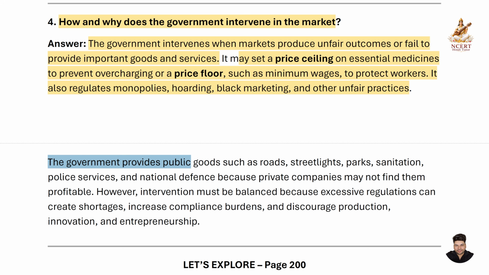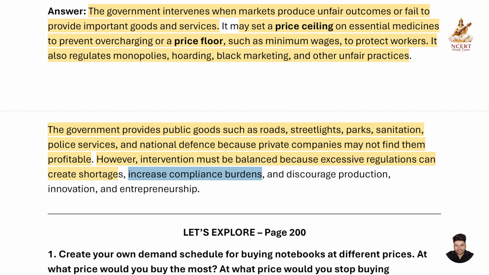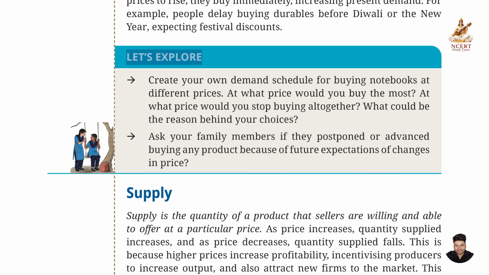The government provides public goods such as roads, streetlights, parks, sanitation, police services, and national defense because private companies may not find them profitable. However, intervention must be balanced because excessive regulations can create shortages, increase compliance burdens, and discourage production, innovation, and entrepreneurship. Let's explore page 200.